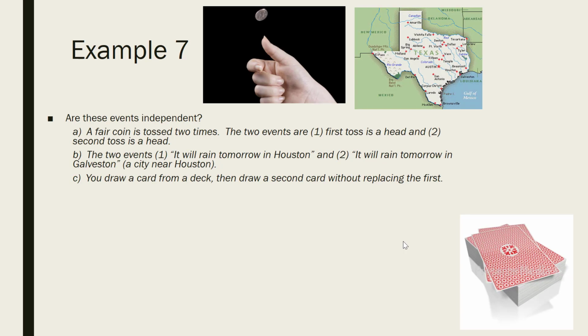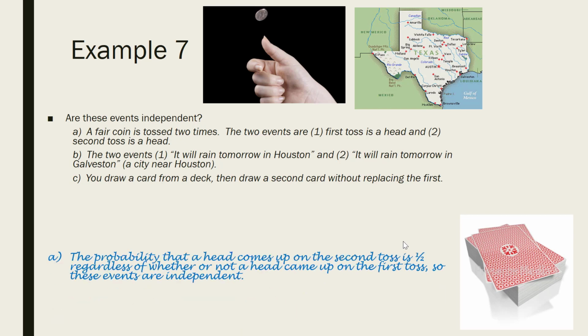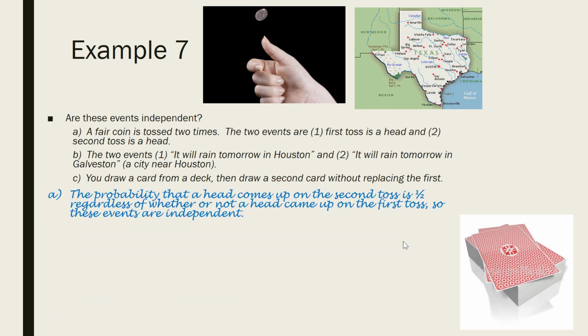Here's example 7. The question is, are these events independent? First we have A. A fair coin is tossed 2 times. The 2 events are 1, the first toss is a head, and 2, the second toss is a head. Well, the probability that a head comes up on the second toss is going to be 1 out of 2, regardless of whether or not a head came up on the first toss. So these events are independent.